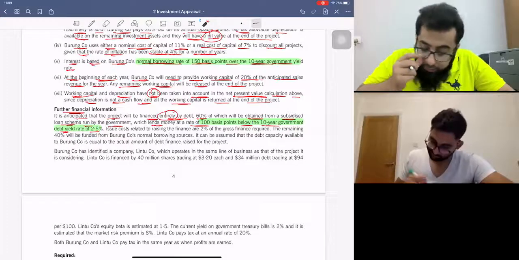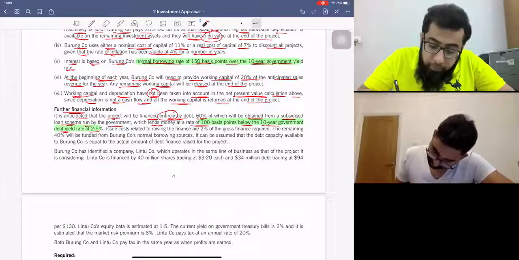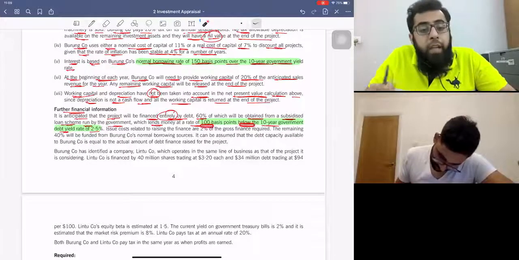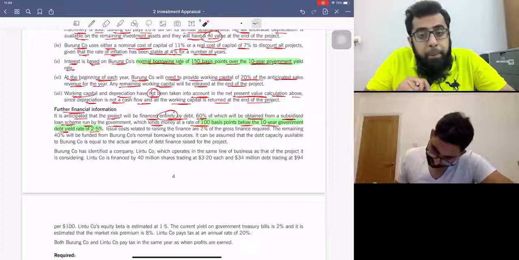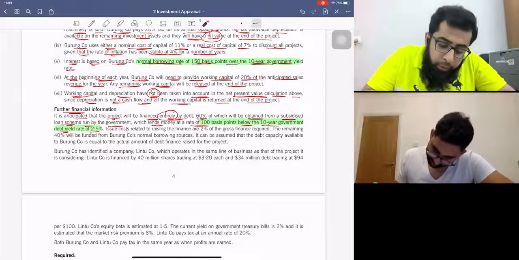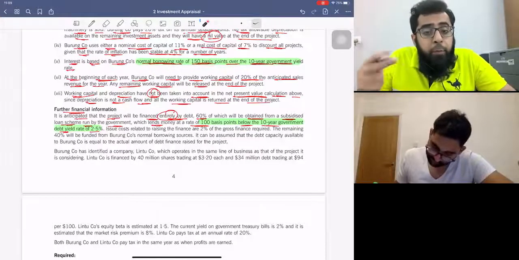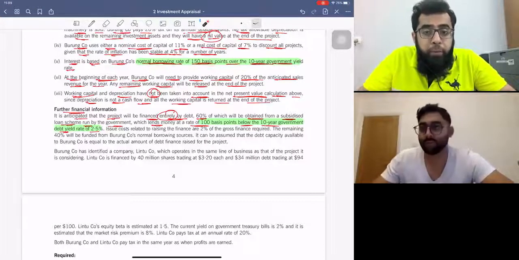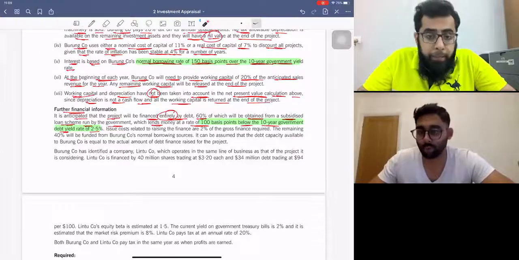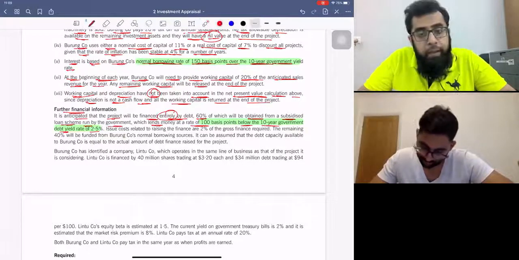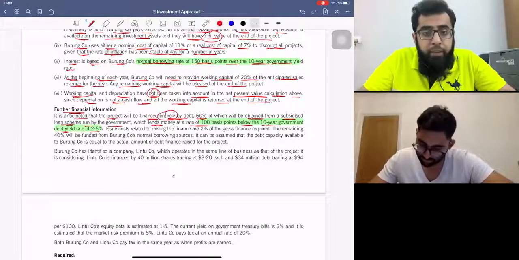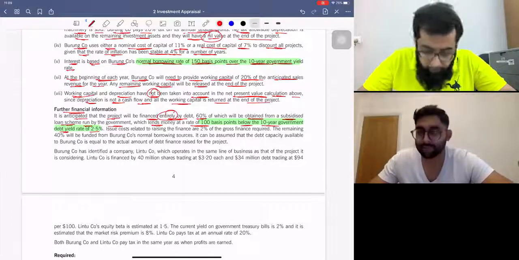So the subsidized loan is 100 basis points below 2.5%, so that will be 1.5%. Whereas our normal borrowing rate is 150 basis points over the 10-year government yield, so that will be 2.5 plus 1.5, which is 4. The normal rate is 4% and the subsidized rate is 1.5%. The government will lend us at 1.5%.